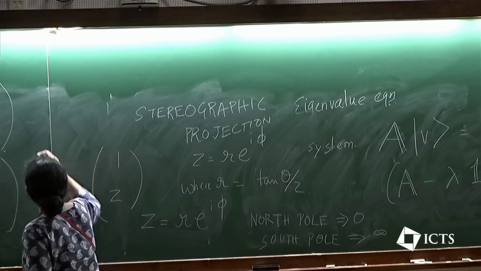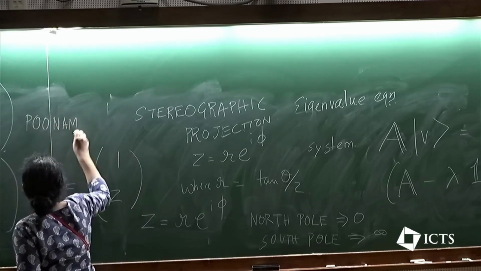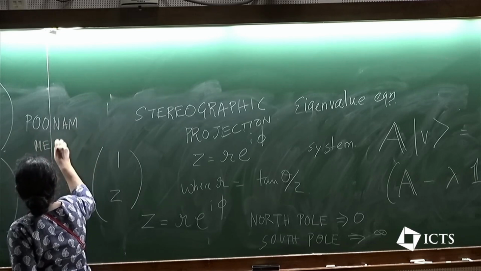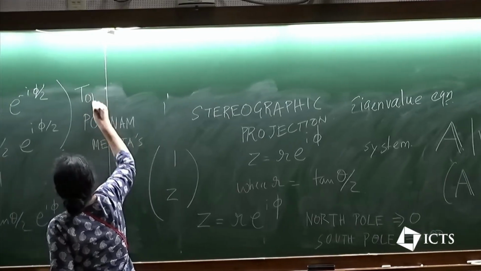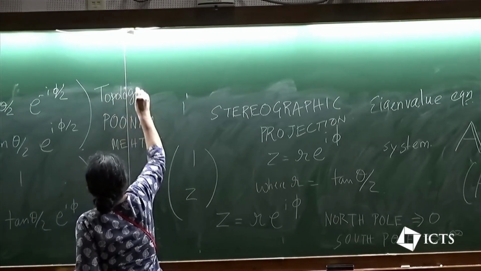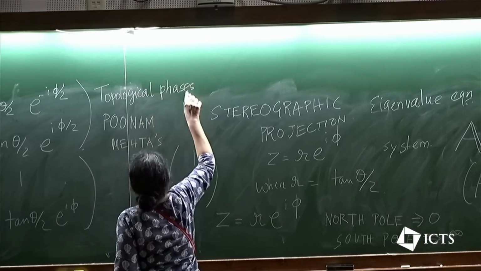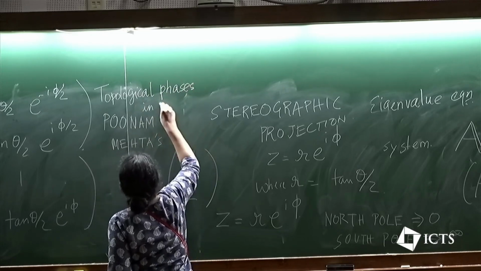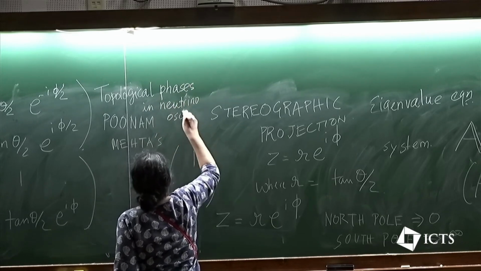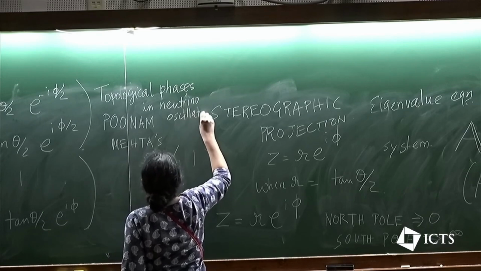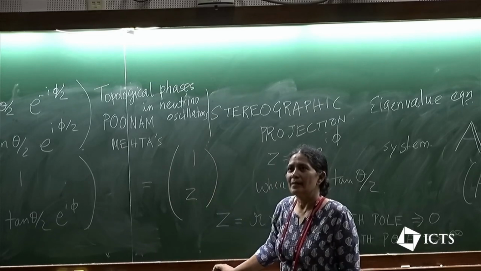In fact, if you want to understand it in more detail, I urge you to look at Poonam Mehta's paper. It's called Topological Phases, I think, in neutrino oscillations. You can just type these keywords in and you'll find it.